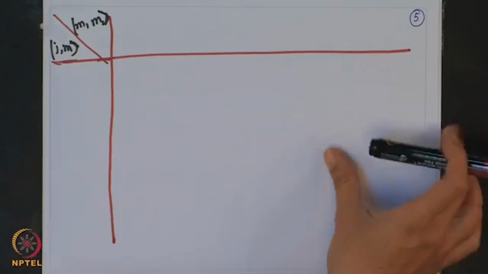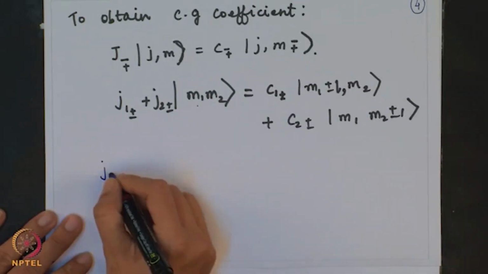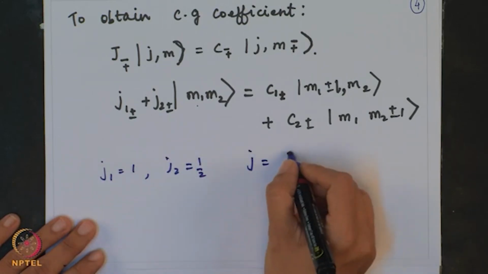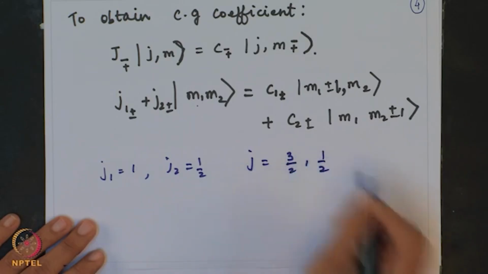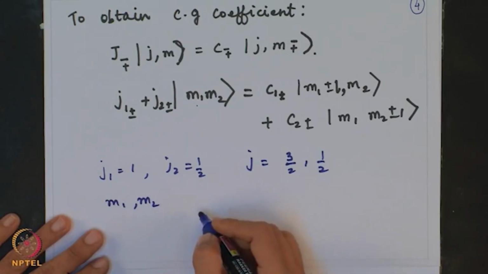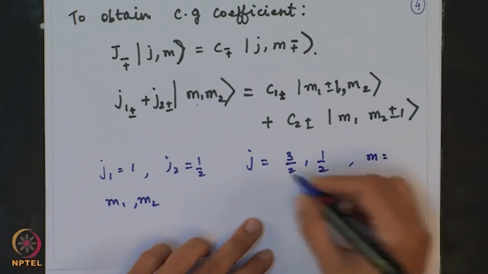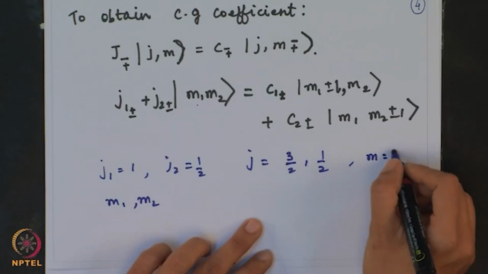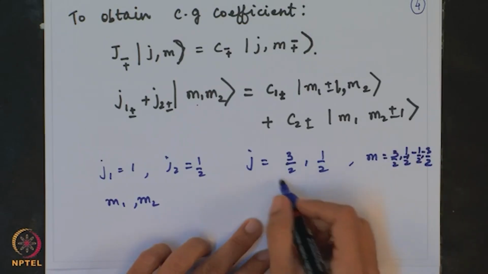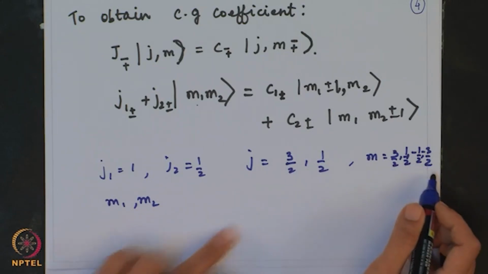As we have seen in the previous example, J1 is 1 and J2 is half. So, J can take the values half and 3 by 2. Similarly, M1, M2, if I want to write them in terms of the states, M can take the values 3 by 2, half, minus half and minus 3 by 2. So, J equal to 3 by 2 will have 4 states, and J equal to half will give me 2 states, half and minus half.